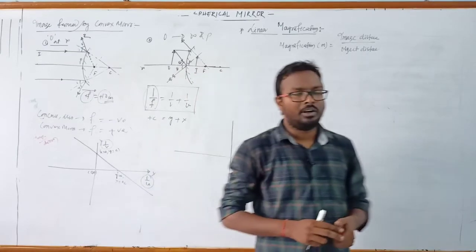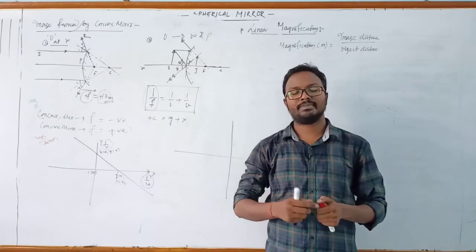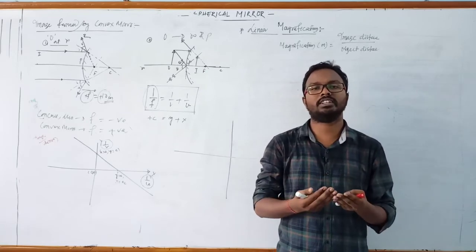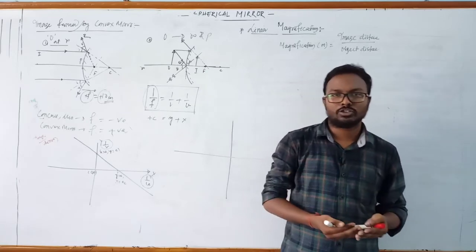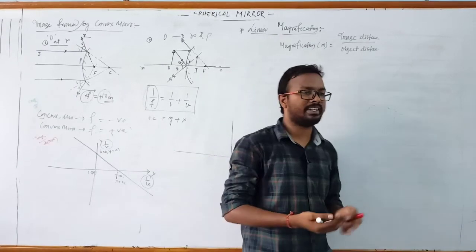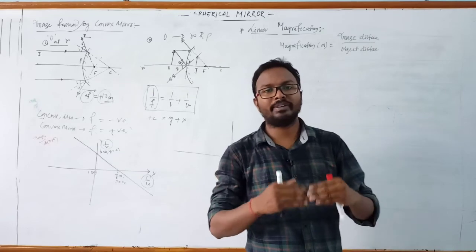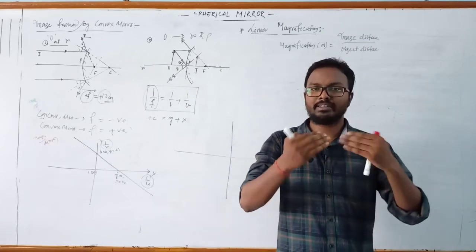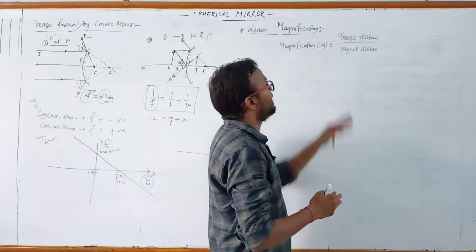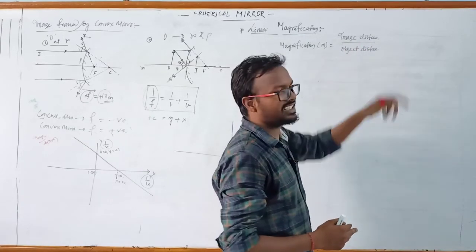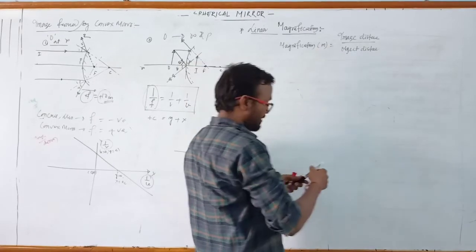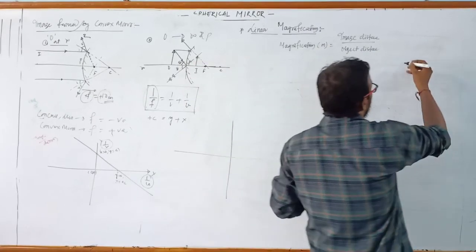Now let's start magnification. So what is magnification? Magnification is the measure of the relative distance between object and image. So we will discuss here linear magnification. So what is linear magnification? It is the ratio of the size of the image as compared to the size of the object. That means the ratio of image distance divided by object distance is known as magnification, and it is denoted by m.